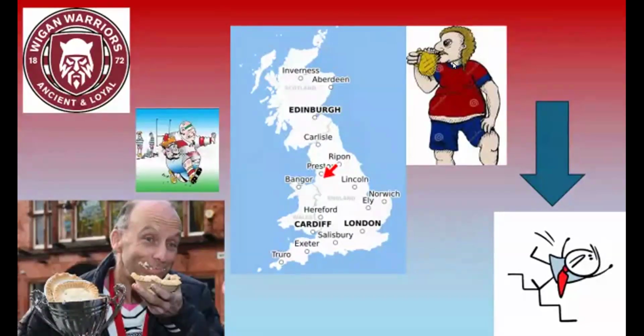Our institution is located in Wigan, which is in the northwest of the UK. And Wigan is famous for rugby league and pies, and indeed the World Pie Eating Championships were held in Wigan in 2023, and you can see the winner there in the bottom left-hand corner.